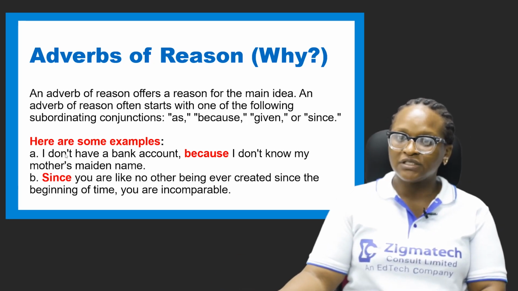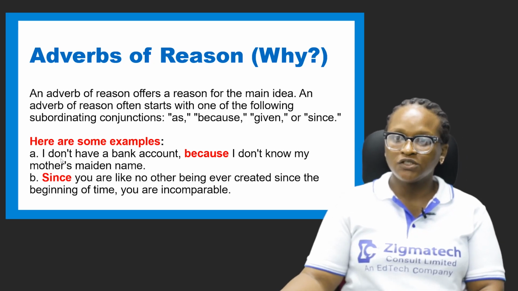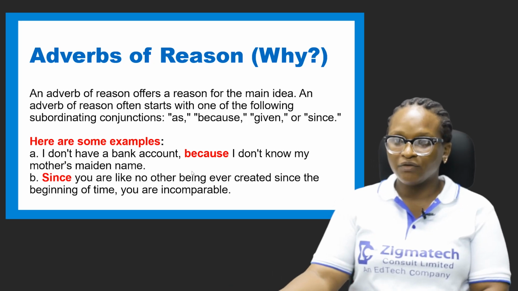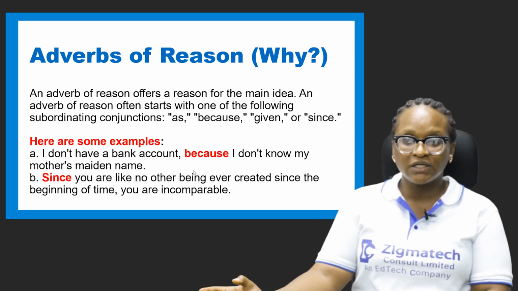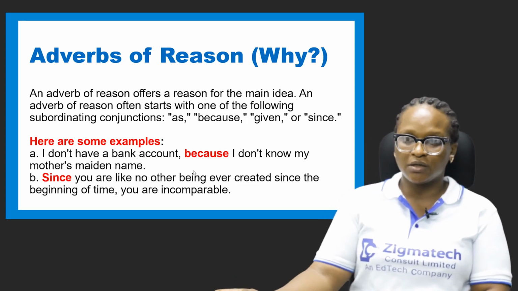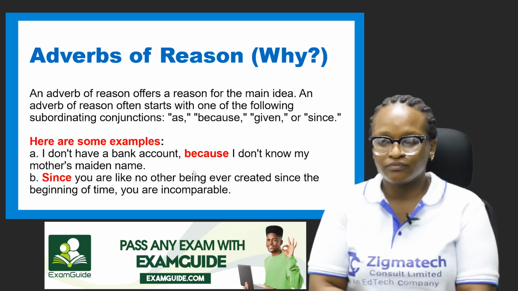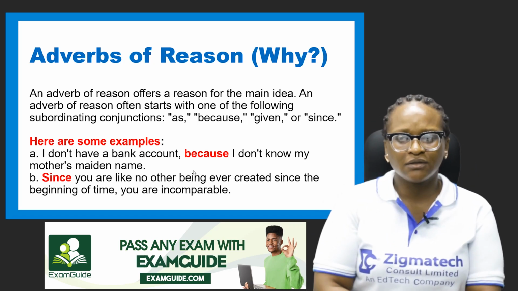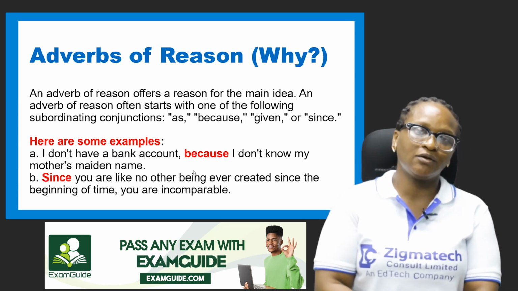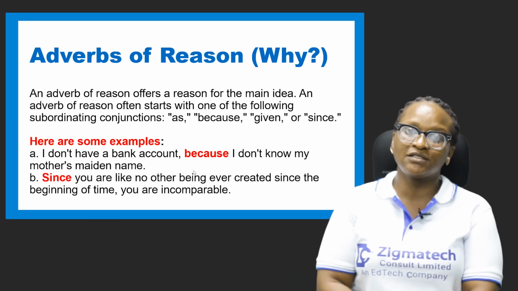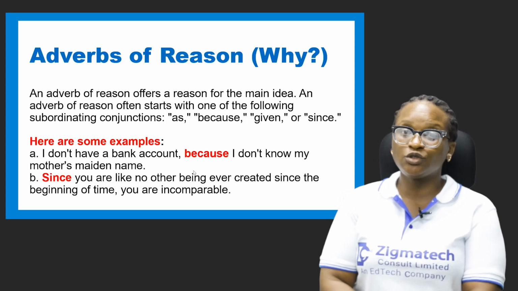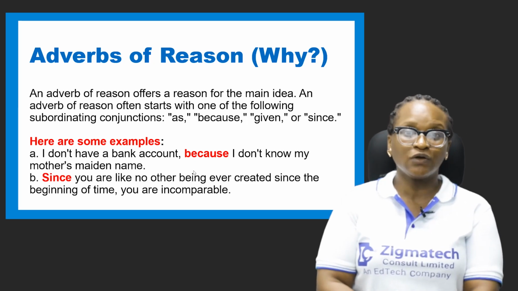So for adverbs of reason, we have because, as, since, and given. These are examples. I don't have a bank account, and the question is why. When a question is asked, why don't you have this, your response is usually because. Now I want to state something. While growing up, I was made to understand that you don't start a sentence with because. And as time went on, I realized why it was said that way and why that statement was actually wrong, because it wasn't explained very well.